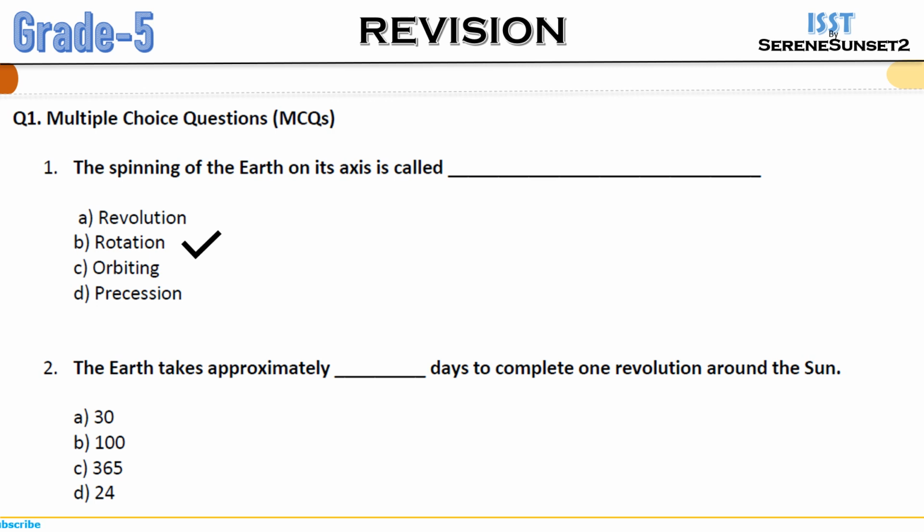Second, the earth takes approximately dash days to complete one revolution around the sun. Option A 30, option B 100, option C 365, and option D 24. Answer: 365. The earth takes approximately 365 days to complete one revolution around the sun.